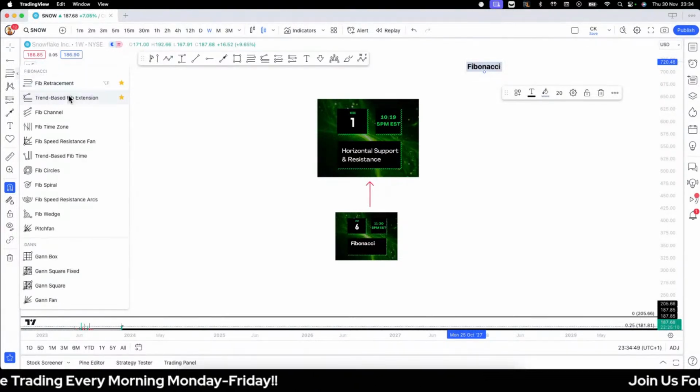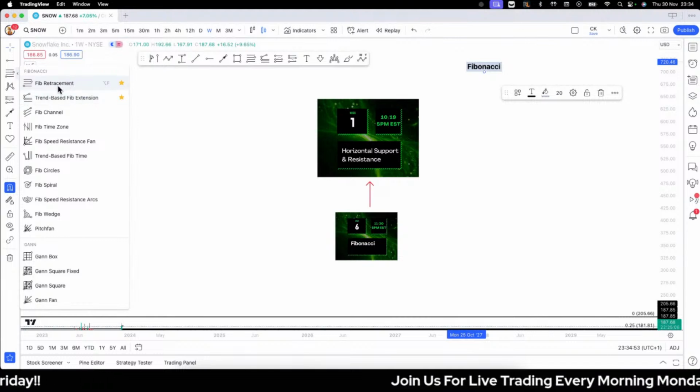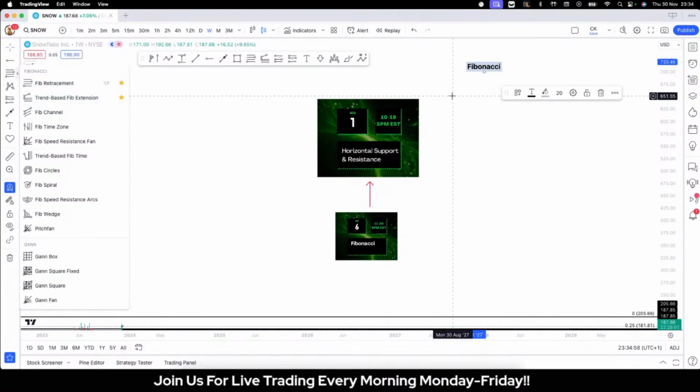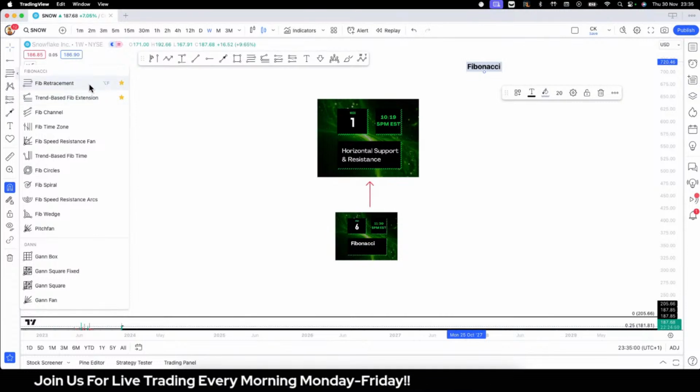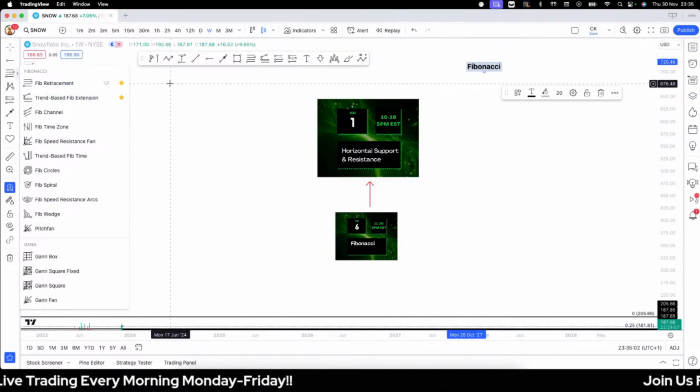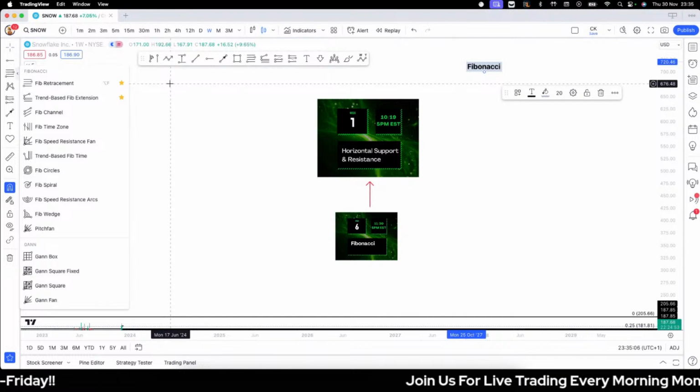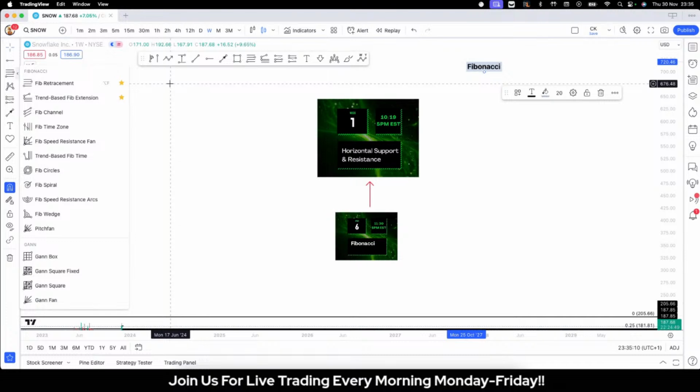So we have Fibonacci retracement and we have trend-based Fibonacci extensions. My suggestion is that we start off with explaining the Fibonacci retracement, right? So that is the first one that we will go over. Basically, the biggest edge that the Fibonacci retracement tool gives you is in a context where a chart is looking to make all-time highs or all-time lows.